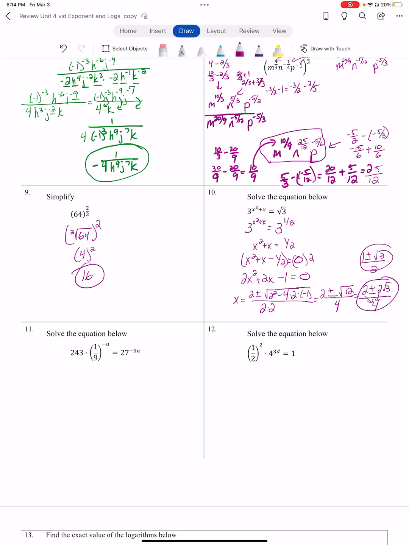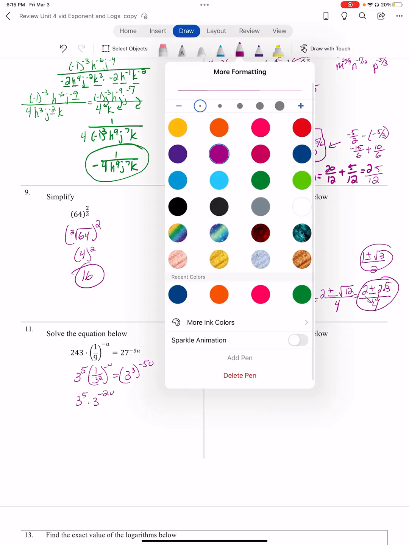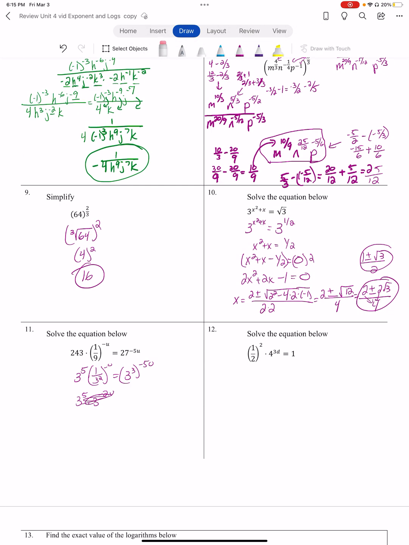See if you can change your bases to the same thing. 243 is 3 to the 5th power. 9 is 3 squared, so 1 over 3 squared to the negative u is equal to, and 27 is 3 cubed, to the negative 5u. Or actually, sorry, I got ahead of myself. 3 to the 5th, times 3 to the negative 2 to the negative u, is equal to 3 to the negative 15u. So 3 to the 5th, times 3 to the 2u, is equal to 3 to the negative 15u.